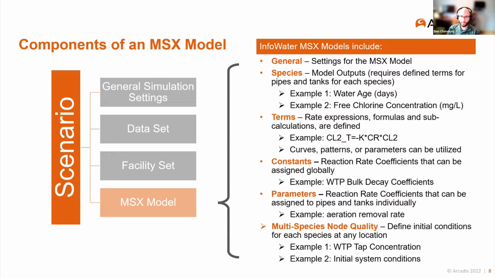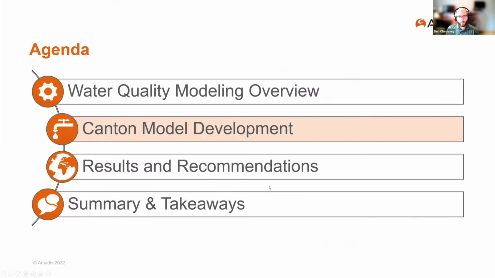And then multi-species node quality, basically the initial conditions. That might be the initial conditions throughout the system that the simulation starts at, but it also includes what the treatment plant is providing to the system. So that provides a quick overview of MSX and water quality.